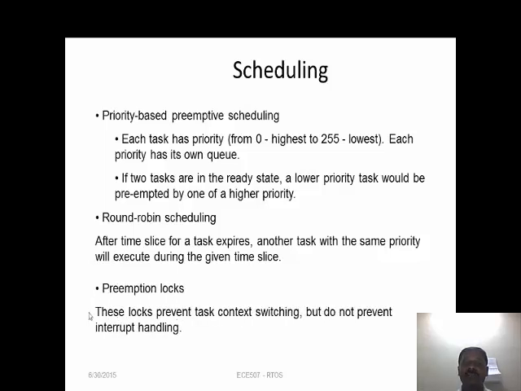Preemption locks. These locks prevent task context switching but do not prevent interrupt handling. See, context switching is prevented by the preemption lock, whereas interrupt handling is not, because interrupt is one important feature of an operating system that shouldn't be taken care of by the scheduler itself. It has to be part of the kernel itself. Kernel controls the scheduler, of course.